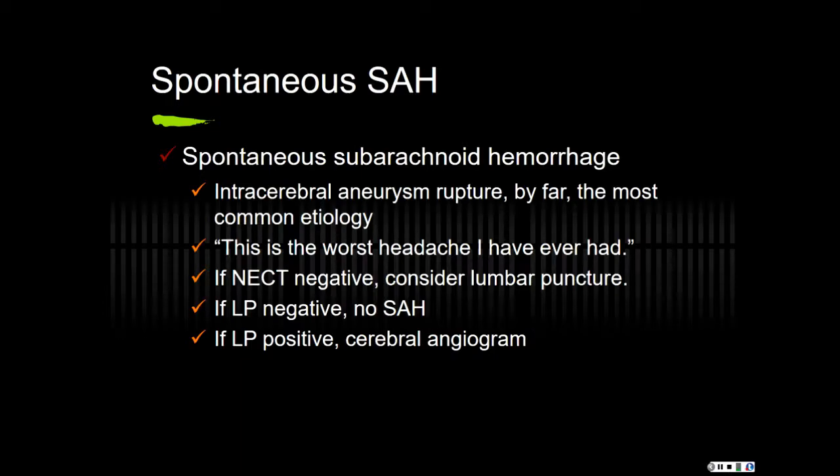In terms of spontaneous subarachnoid hemorrhage, ruptured aneurysms by far are the most common cause. Patients do present with the worst headache of their life. Incidentally, if a CT is negative and they have the worst headache of their life, consider a lumbar puncture. If the lumbar puncture is positive, sometimes even if it's negative, angiography may still be recommended. If they've got papilledema and an MRI is normal and you've done all the screening, you may be forced to order a cerebral angiogram.